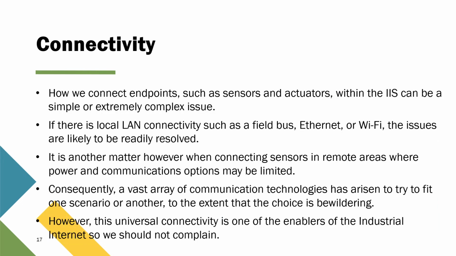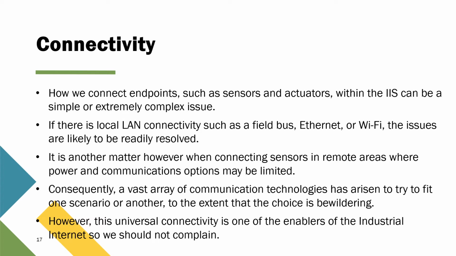Now let's see the connectivity of the devices in the IIoT. How we connect the endpoints, for example the sensors and the actuators, within the IIoT can be a simple or extremely complex issue. For example, if we are using LAN connectivity, like fieldbus, Ethernet, or Wi-Fi, the issue will be readily resolved, meaning that it is very simple. The connectivity is direct. We know it is Wi-Fi, it is Ethernet.